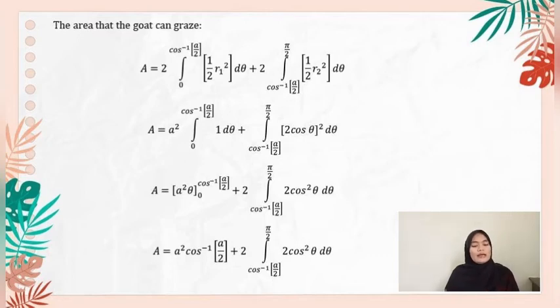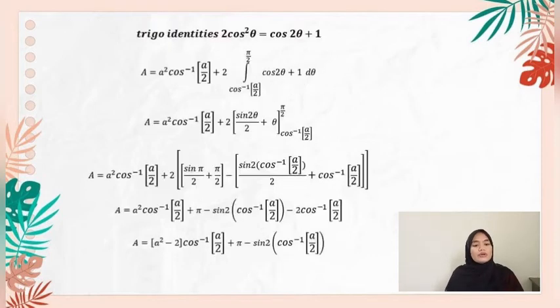We can get the first area is A square cos inverse A over 2 plus 2 integration of 2 cos square theta d theta from the limit cos inverse A over 2 until pi over 2. By using trigonometry identity, we change 2 cos square theta into cos 2 theta plus 1. Therefore, the area will become A square cos inverse A over 2 plus integration of cos 2 theta plus 1 d theta with the limit cos inverse A over 2 until pi over 2.